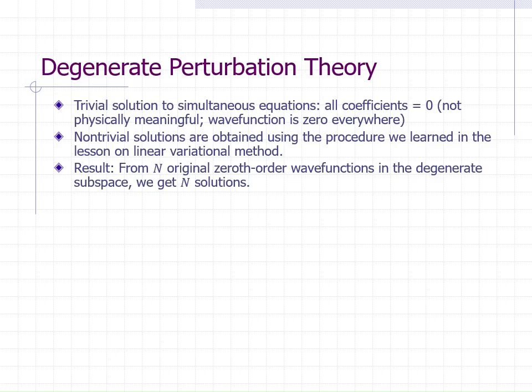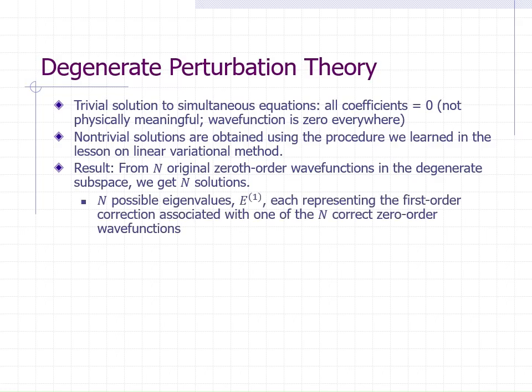First, we find n eigenvalues, which represent the first-order corrections to the energy. Each of these corresponds to one of the corrected zeroth-order wave functions. Importantly, the perturbation lifts the degeneracy. The originally equal energy levels split into distinct values.